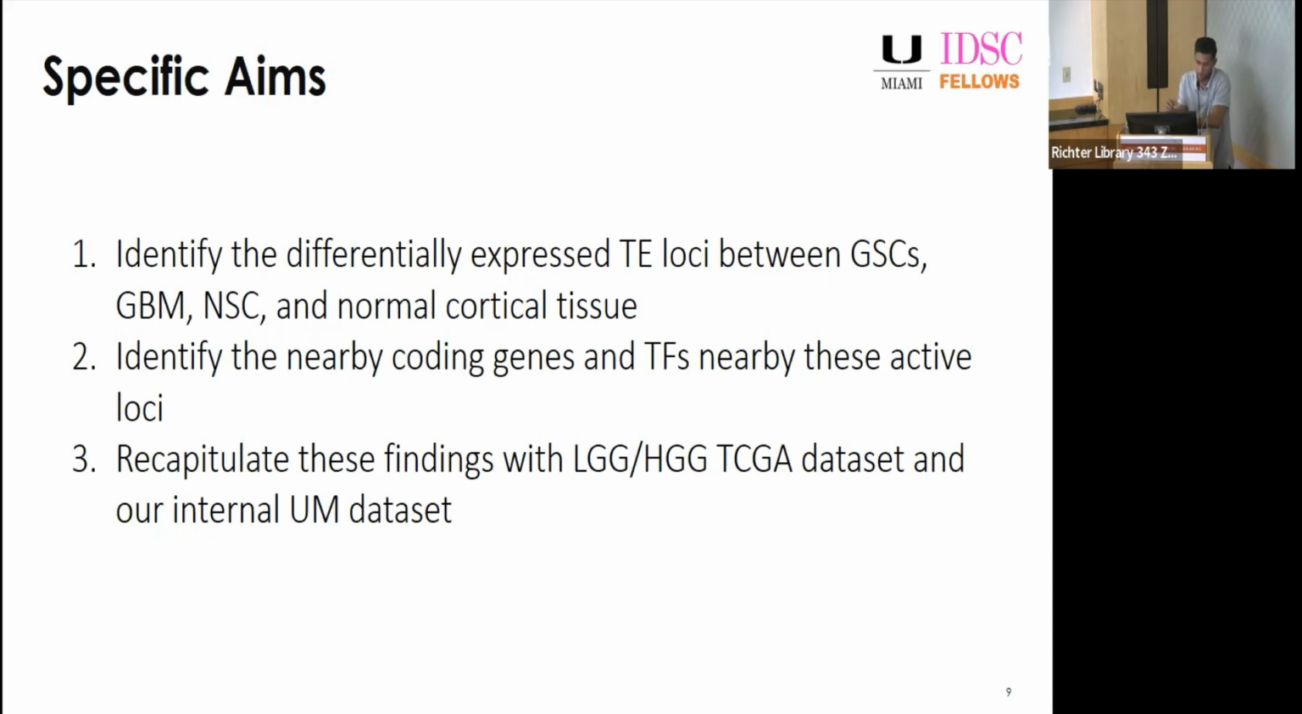because we hypothesize that perhaps some of those genes near these loci may be oncogenes, tumor suppressor genes. And lastly, any findings that we get with this data set, we could try to confirm our results, our data, either from the TCGA or from an internal data set that we have from patients here at UM, where we've already looked at the transposable element expression as well.